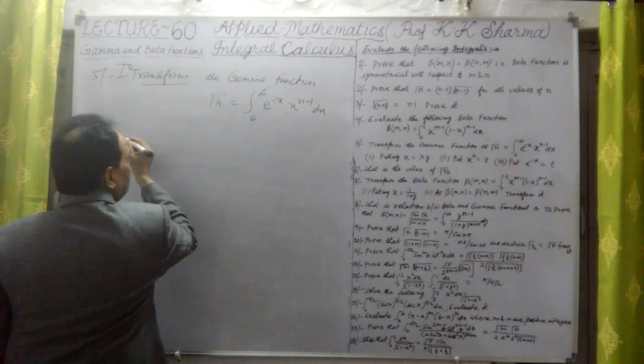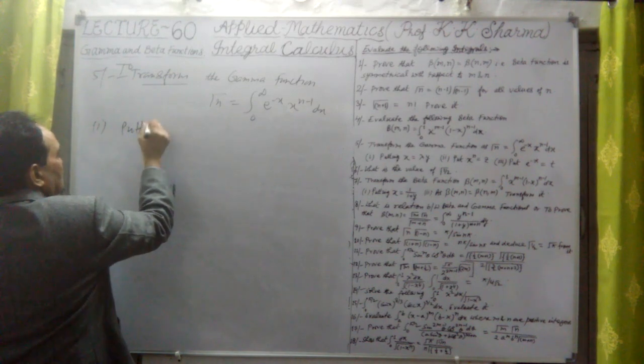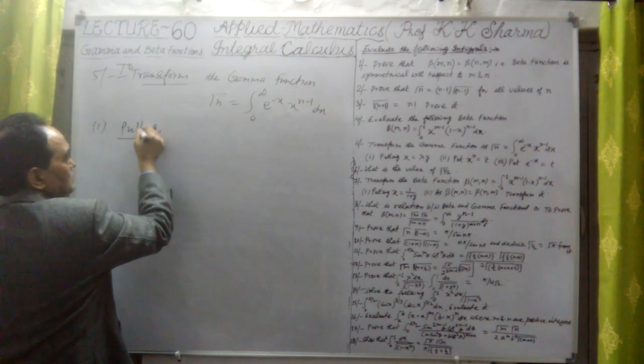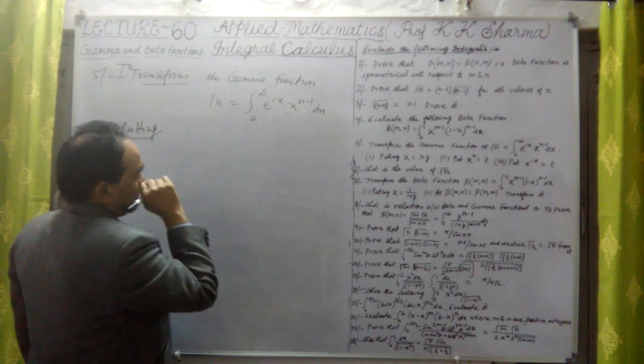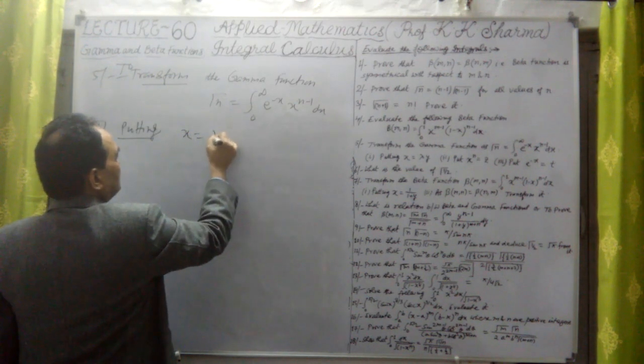The first is to transform into a different notation. What is that? Let me take that. So putting x equal to lambda into y.